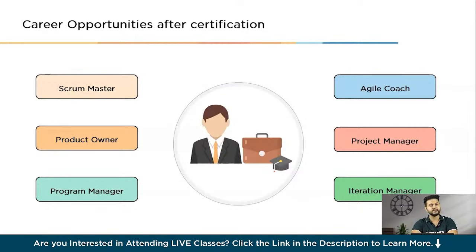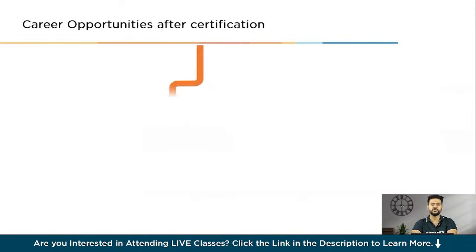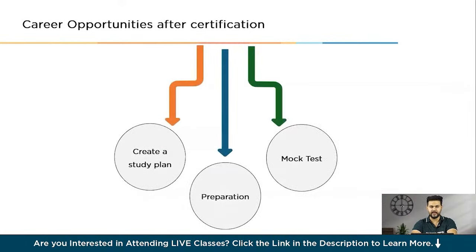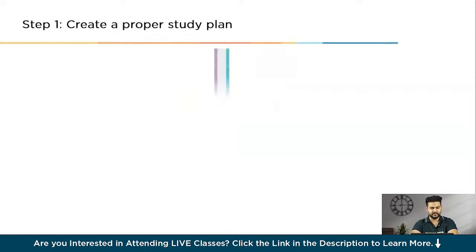Alright, now let's understand how to become a SAFe Certified Scrum Master. Let's divide the procedure or plan into 3 steps. Step 1 is to create a proper study plan. So let's understand that first.